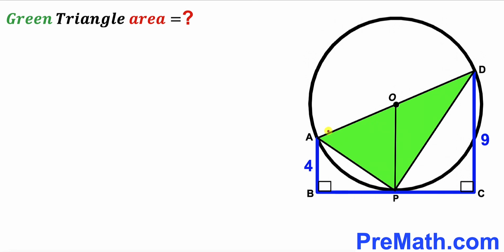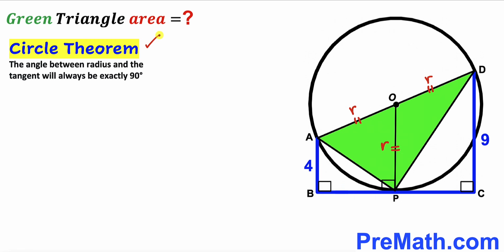And now let's make an observation. We can see this AO is the radius of this circle. I'm going to label this one as lowercase r. Likewise, this OD is the radius as well, so I'm going to label this one as radius r. And finally, this OP is the radius as well, so I'm going to label this one r as well. And now let's recall the circle theorem.